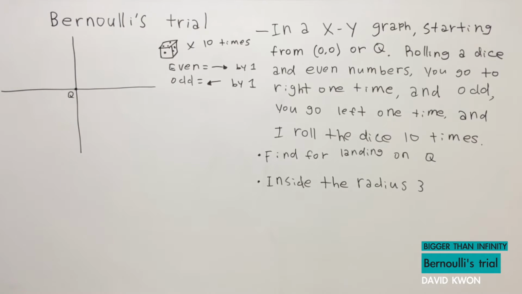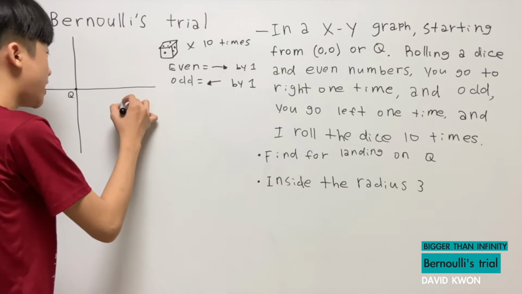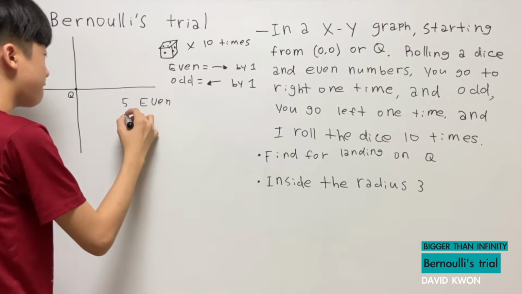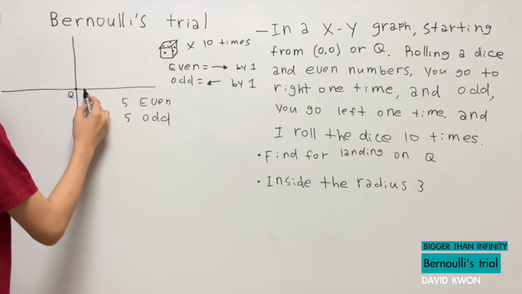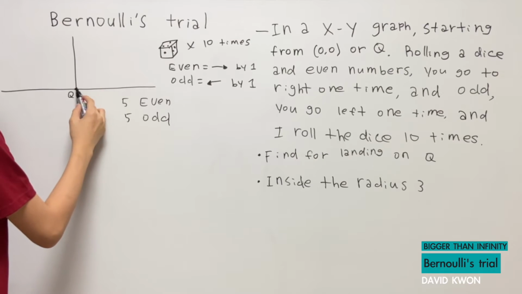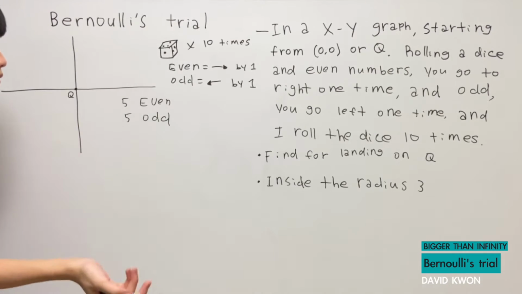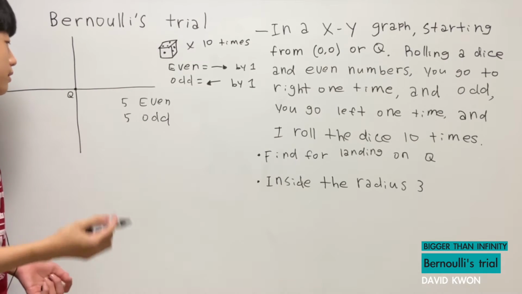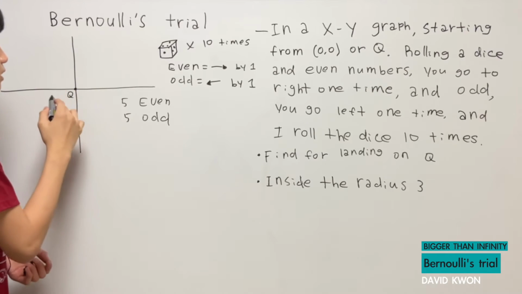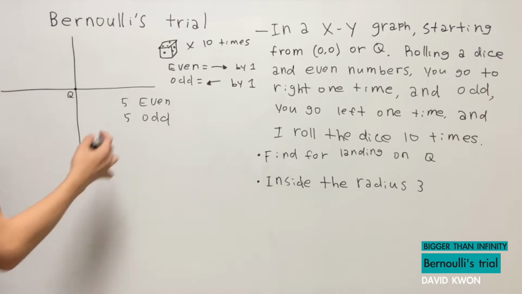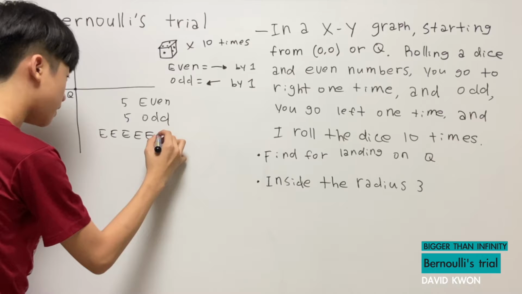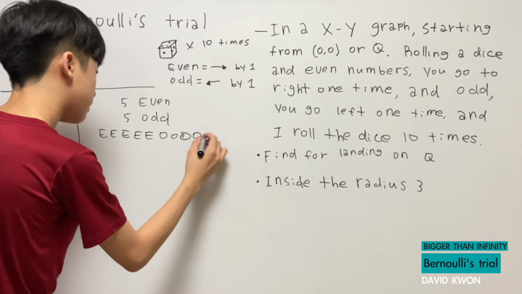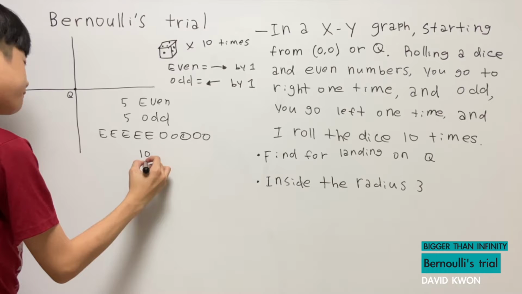The only way for that to happen is if I get 5 even and 5 odd, right? Because I go even, even, odd, even, odd. It's the only way for it to happen. Now there are many ways that can happen. It can go even, odd, odd. So how many ways can I shuffle this up? There are 5 evens and 5 odds. That is equal to 10 choose 5.